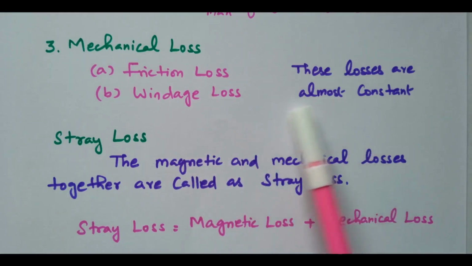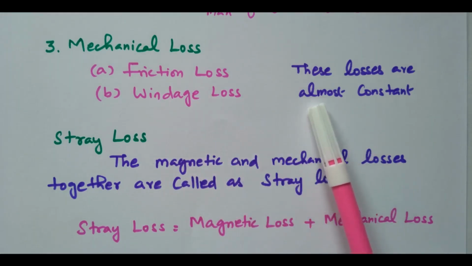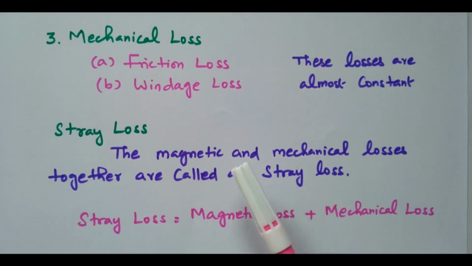These losses are also almost constant; they will not vary with the current. We have one more term: the magnetic and mechanical losses together are called stray loss, because these two are constant. Mechanical loss is constant, magnetic loss is also constant. By adding these two, we give the new name stray loss. Now, we will go to the next one.